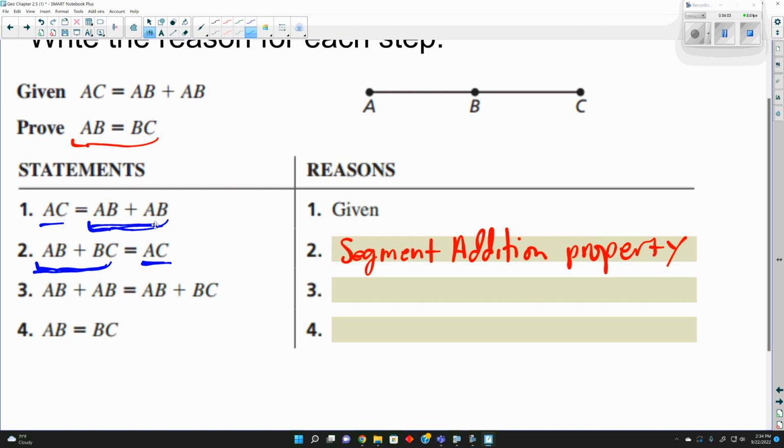What property was that from last night or yesterday? Yes. It's our transitive property of equality. Because this is going off the fact that angle 1 is equal to angle 2 is equal to angle 3, so therefore 1 is equal to 3.